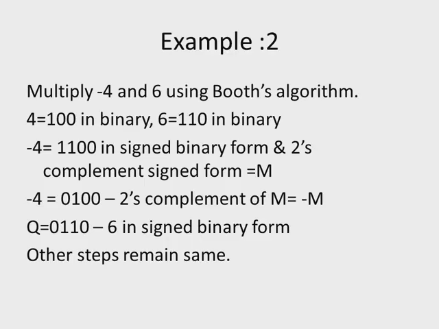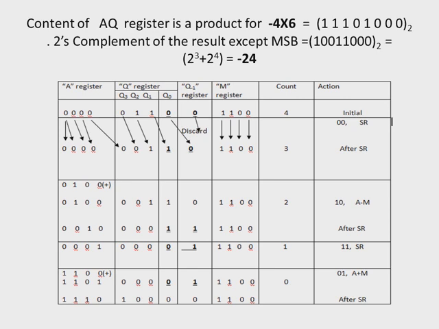Example 2 is a multiplication between positive and negative numbers using Booth's algorithm. Here multiplicand is a negative number and multiplier is a positive number. In this case, the negative number is represented in 2's complement signed magnitude form and the positive number is represented in normal signed magnitude form. Then the remaining steps remain same like what we have seen in example 1. Table shows the solution of minus 4 into 6 using Booth's algorithm.